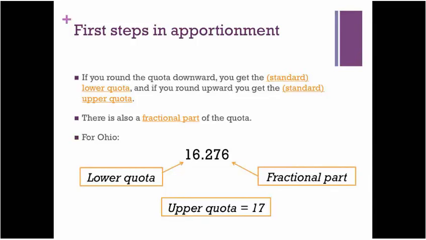If you just take the integer part, in other words, you round this number down, you will get the number 16. That's called the lower quota. If you round it up, that would be in Ohio's case to round it up to 17, you will get something called the upper quota. And if you take the quota and just take the part that's after the decimal point, we're going to call that the fractional part. Okay? So for Ohio, there it's illustrated. Lower quota 16, upper quota 17. Fractional part is 0.276.